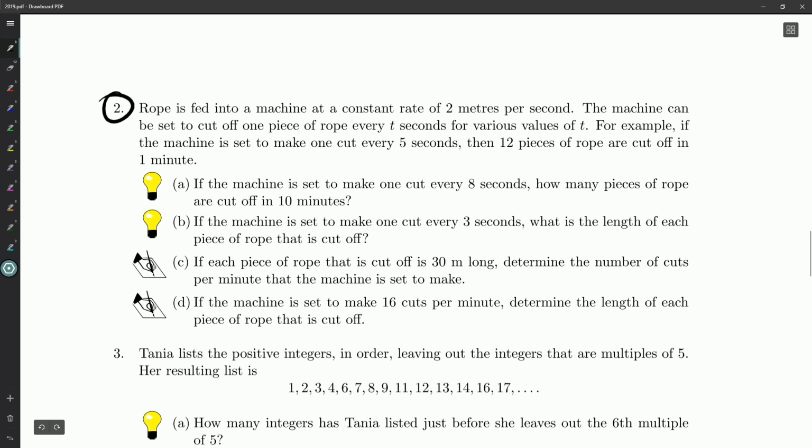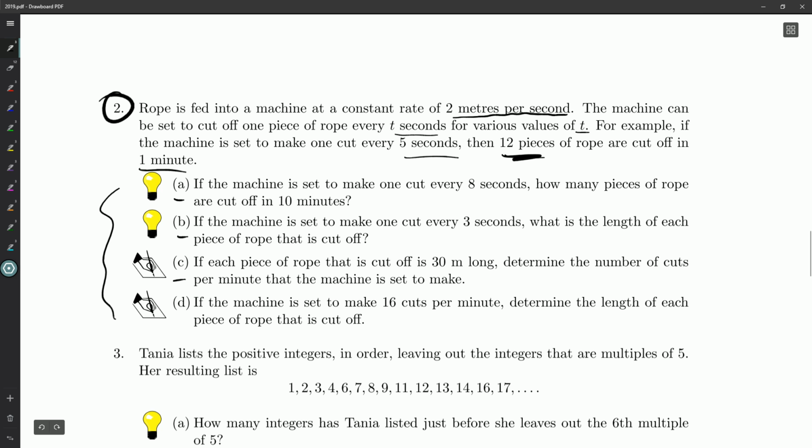Root Beer here, looking at question number 2 on our 2019 Fryer paper. Rope is fed into a machine at a constant rate of 2 meters per second. The machine can be set to cut off one piece of rope every t seconds for various values of t. For example, if the machine is set to make one cut every 5 seconds, then 12 pieces of rope are cut off in 1 minute. Okay, 60 seconds in a minute, 60 divided by 5, yeah, that would be 12 pieces of rope cut off in a minute.